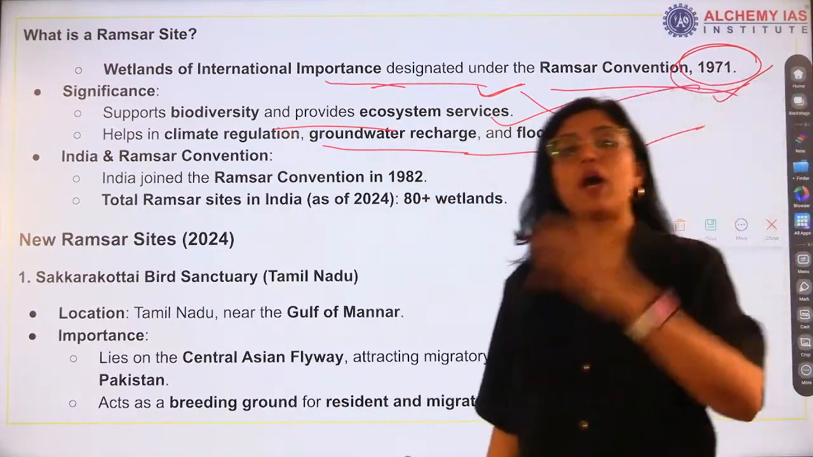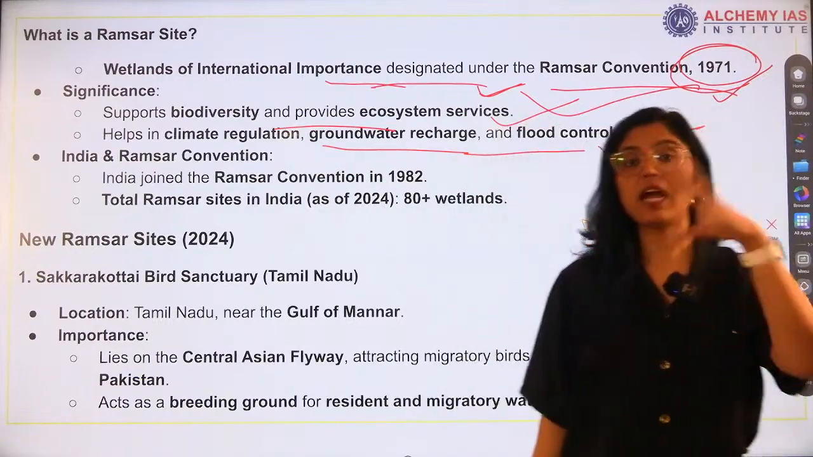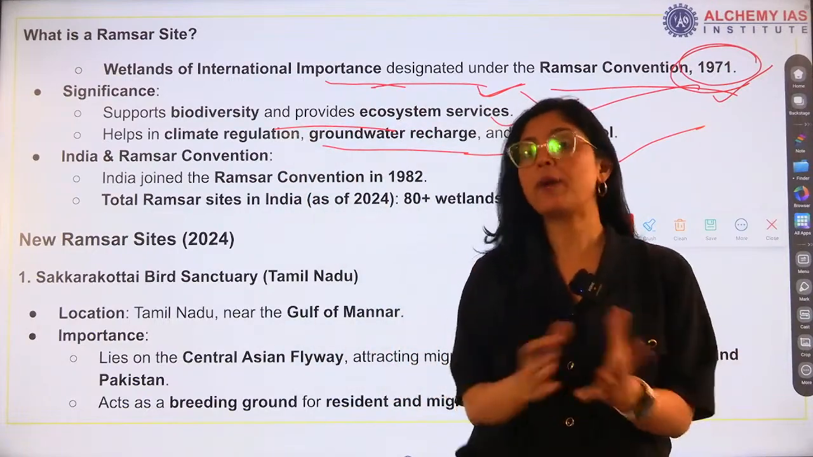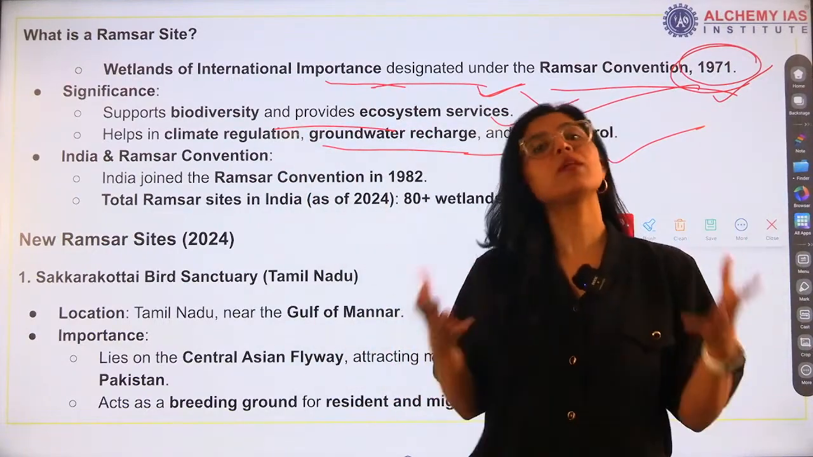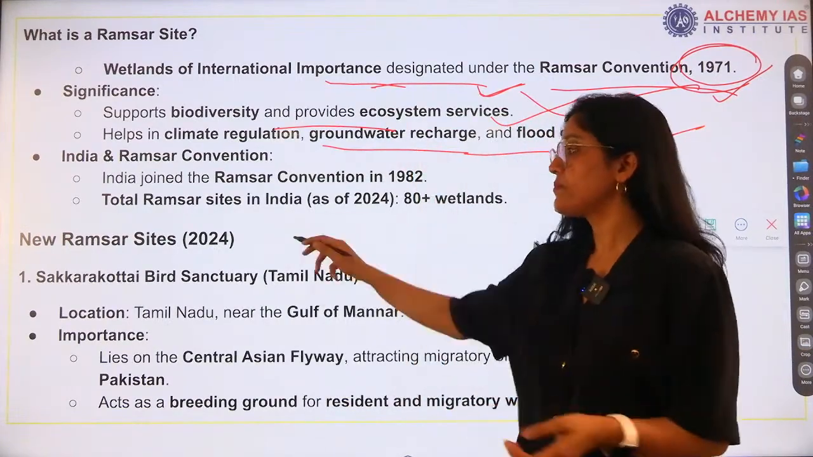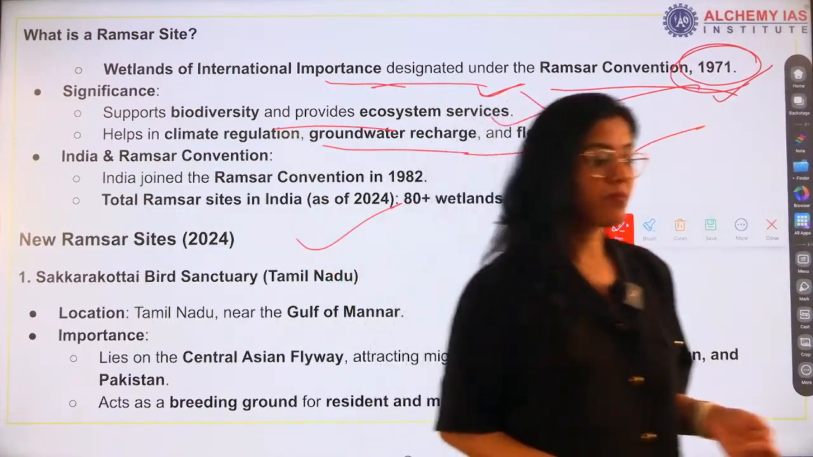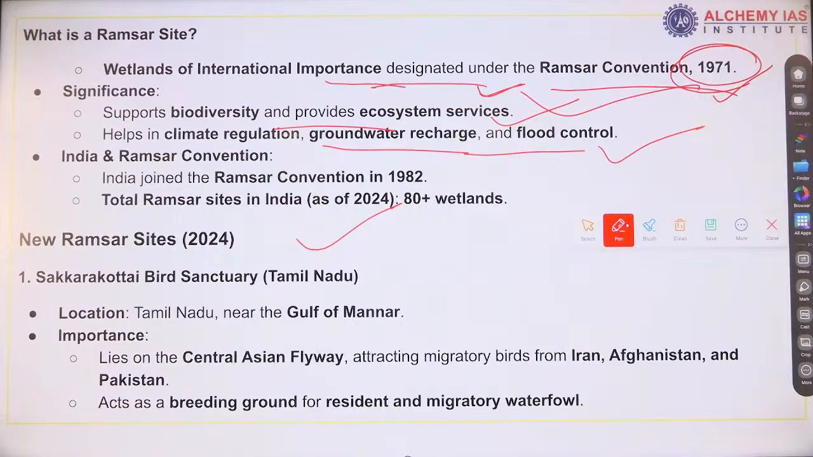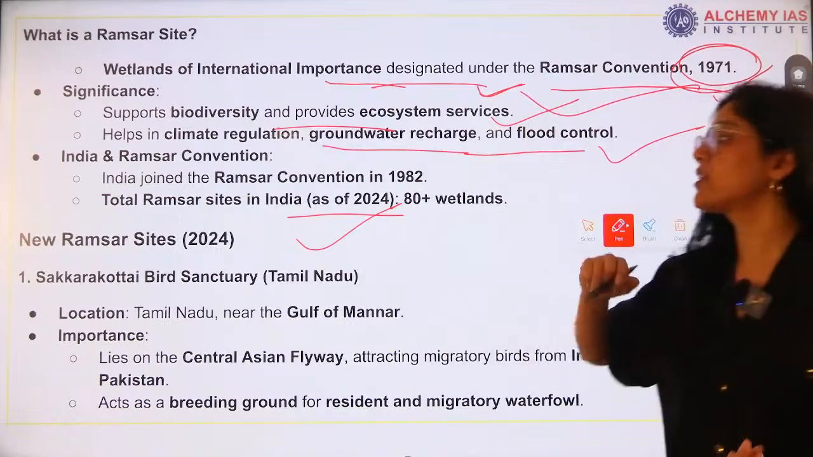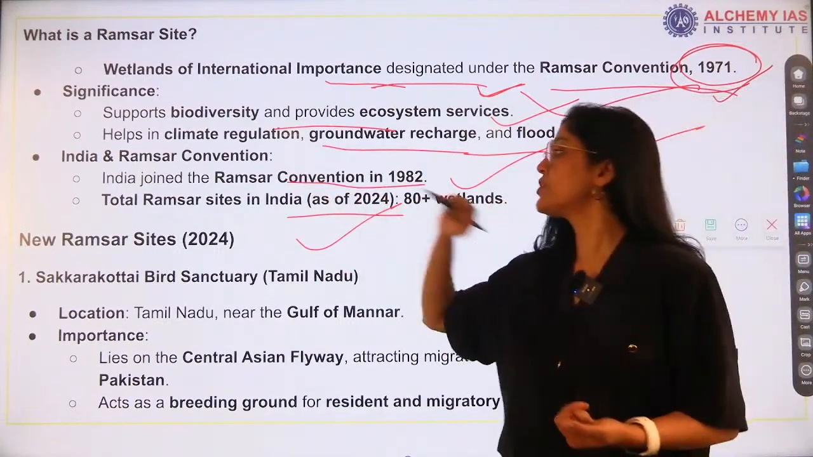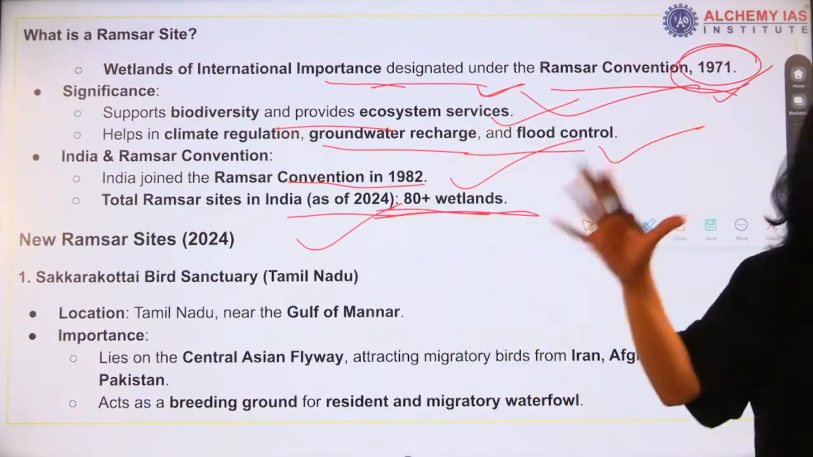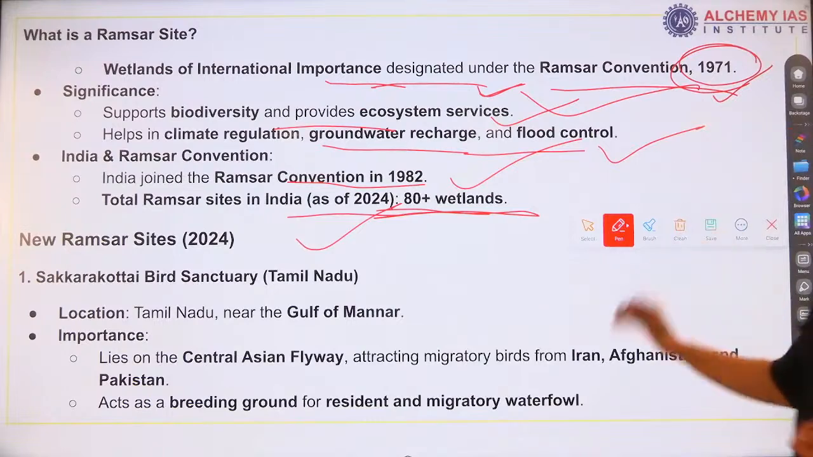Wetland significance. Giving this tag to the sites is important because in a way it helps us in maintaining and preserving the biodiversity, and in supporting the people who are associated with these wetlands. So what is a wetland? A wetland is any area which is partially or seasonally covered underwater. India and the Ramsar Convention: India joined the Ramsar Convention in 1982. And what is the status? Total Ramsar sites in India. I want the exact number, so please find the answer and give it.